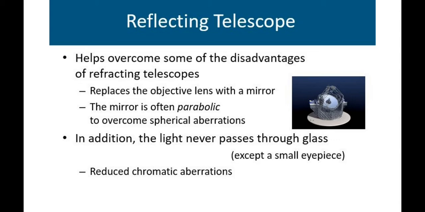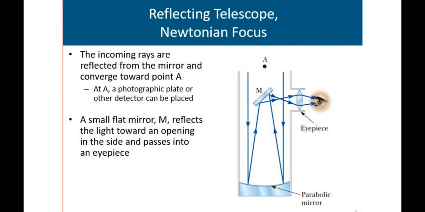And the mirror is sometimes parabolic to reduce aberration, because otherwise there will be spherical aberrations. And then light is not coming through the glass, it is going through the eyepiece. The eyepiece is small lenses, and in a small piece it is relatively easy to reduce chromatic aberrations.